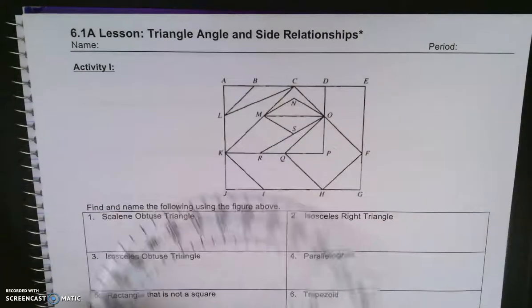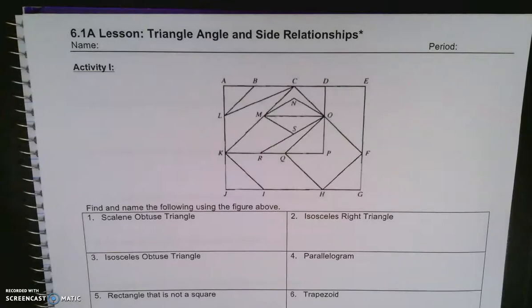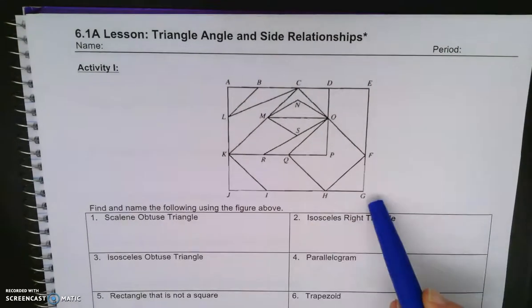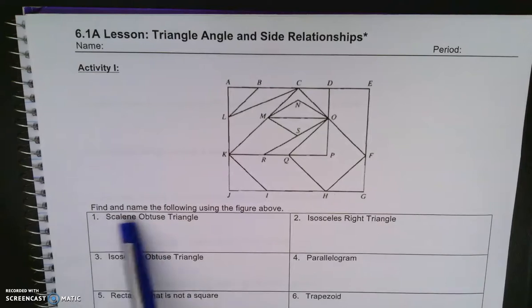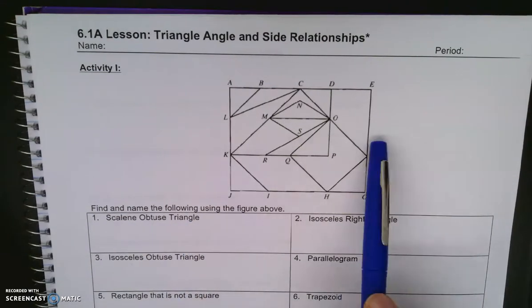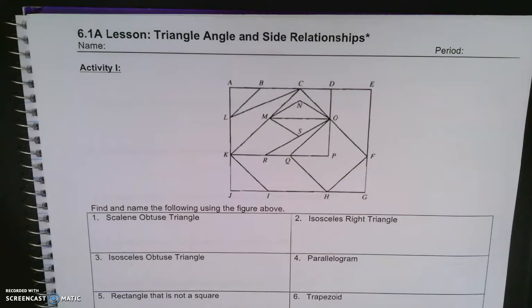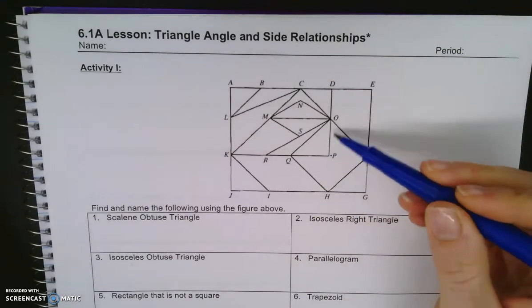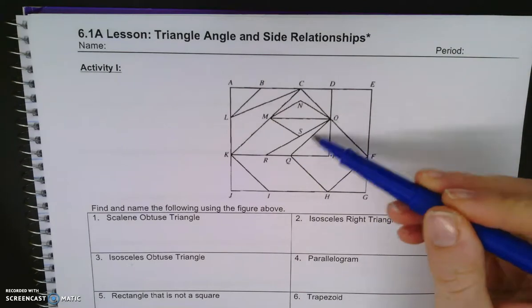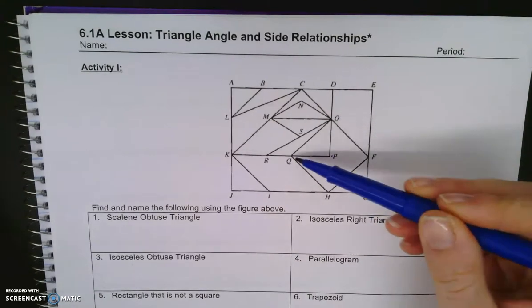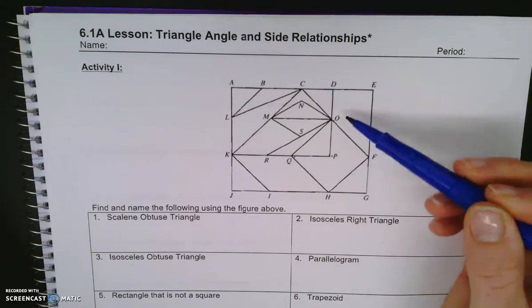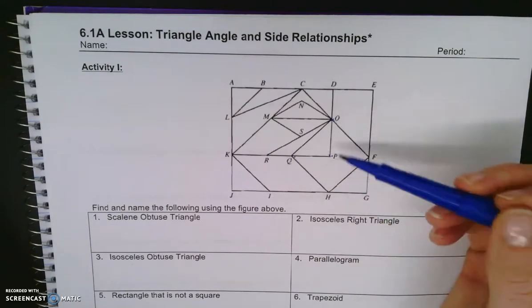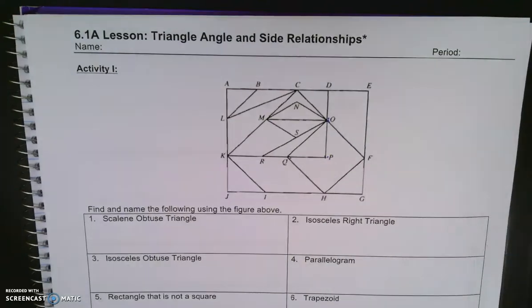Activity one, we're going to be reviewing triangle, angle, and side relationships. We're going to be using this diagram, and we're going to find a name using this figure. When we are naming a triangle, we are going to go in order. So I could say that this right triangle is QPO, or I could also call it OPQ. You could also call it POQ. Just remember, we want to make sure we're naming the triangle correctly.